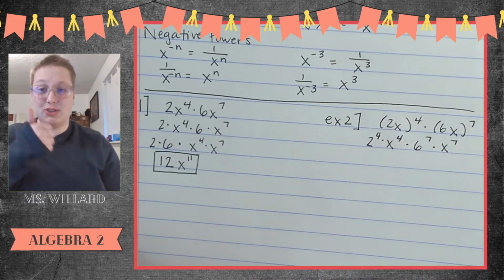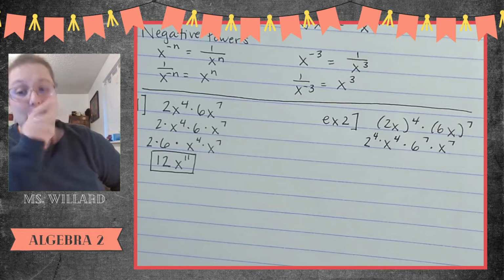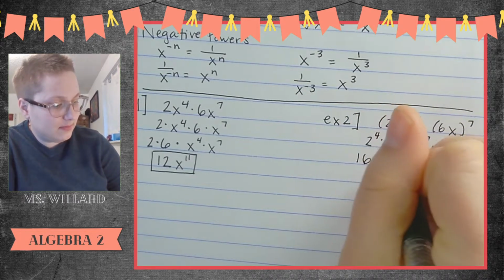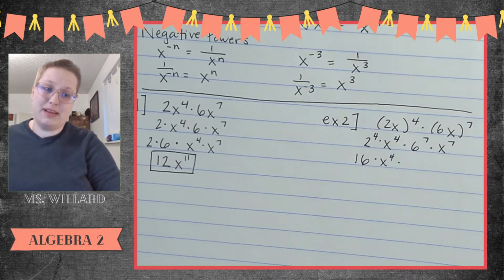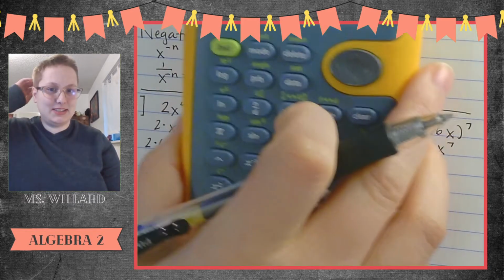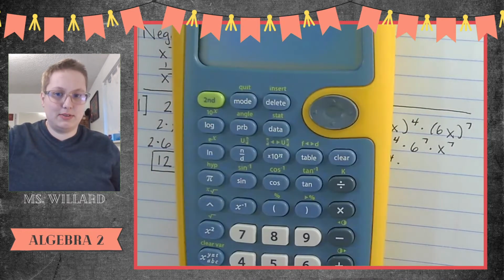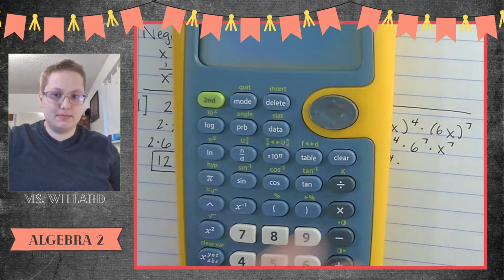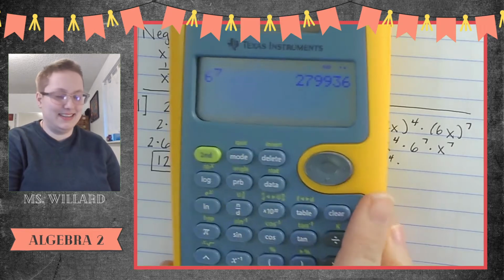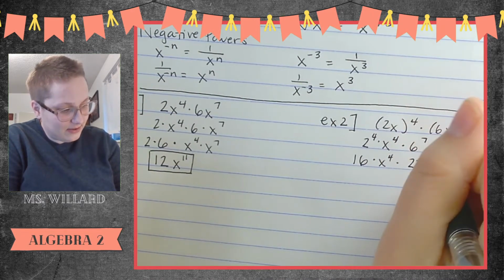Okay, so 2 to the 4th is 2 times 2 times 2 times 2. So 2 times 2 is 4, times 2 again is 8, times 2 one more time is 16. 6 to the 7th, I don't know off the top of my head. Hold on. Here's how you do powers in calculators. So press the 6, and then do this little power button over here above the squared, and then press in the number you want. So 6 to the power 7th is 279,936.